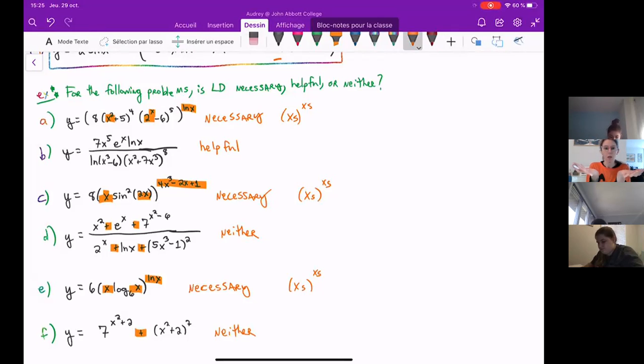Yeah. Okay, so it's either helpful or neither, but there are no plus signs. This is all being separated entirely by multiplication and division. If I were to change this to have like 7x to the 5th plus e to the x plus ln x, then suddenly it wouldn't be helpful anymore. But because there are no pluses and minuses combining these things, it's all multiplication and division, that's the time when it's going to be the most helpful. Okay. Does that make sense? Thank you.